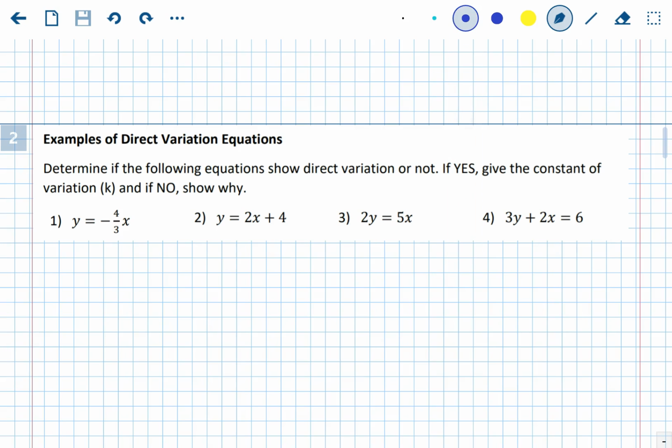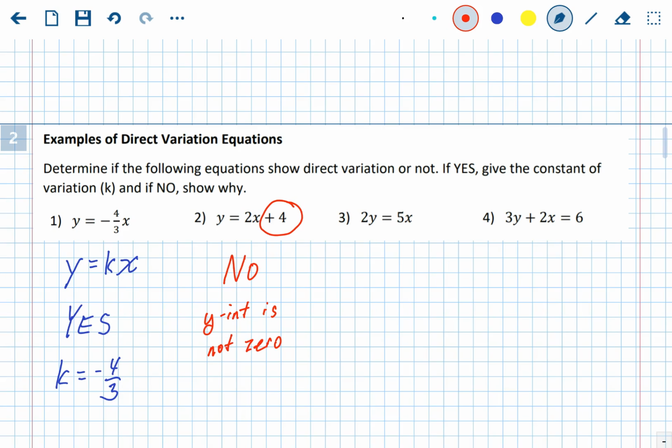Well, these are easy. All you're looking for is, is it in the form y equals kx? That first one certainly looks like it is. It's y equals form, there's no plus a number, so there's no y-intercept. So this is direct variation. Your k value is the slope, the number in front of x. The k value is negative 4/3. All right, the second one, y equals 2x plus 4. Again, is that in the form y equals kx? No, it's not. This is not direct variation because the y-intercept is not 0. Again, these are easy. Even though we do it after linear equations, it's actually easier.